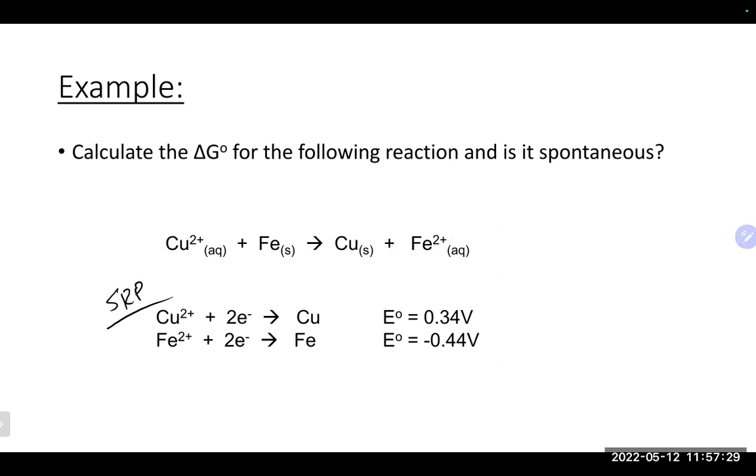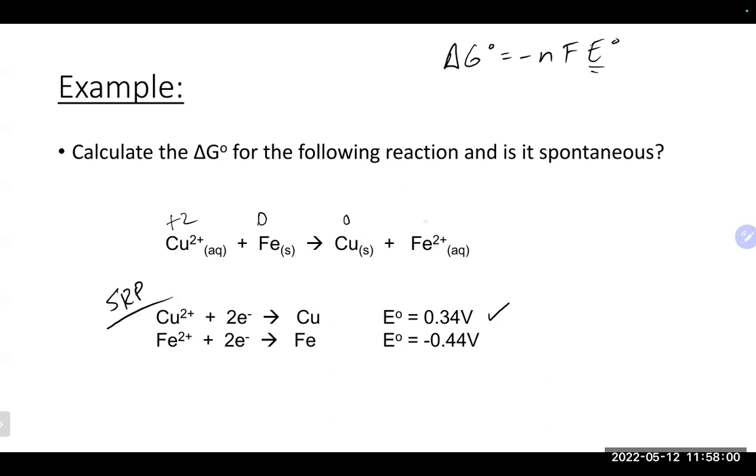So obviously we're looking for delta G. We've got some SRP values. So our equation we just saw there, minus NF of E. And we would want to use that equation there. And we would want to calculate, obviously, our E of the cell. In this particular case, the one that's our cathode is the copper, and it is the copper because of looking at the equations going from +2 to 0, which means it is being reduced.